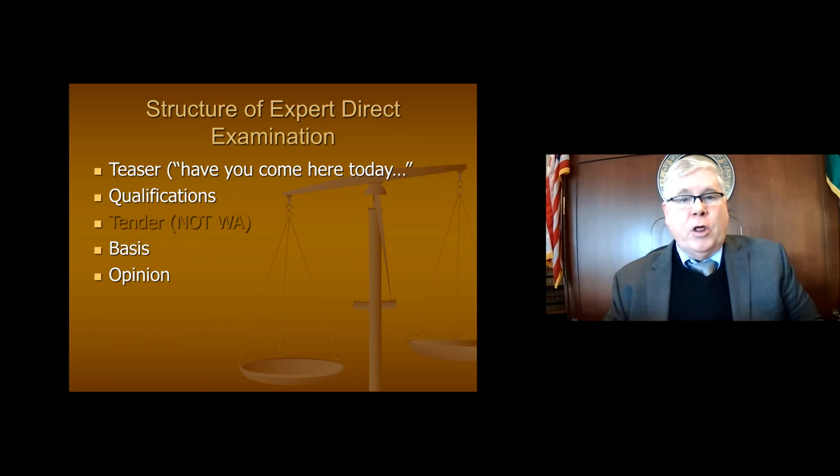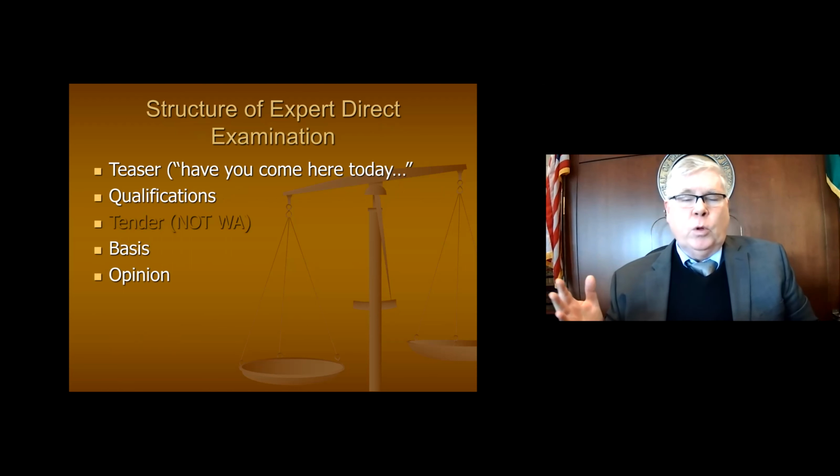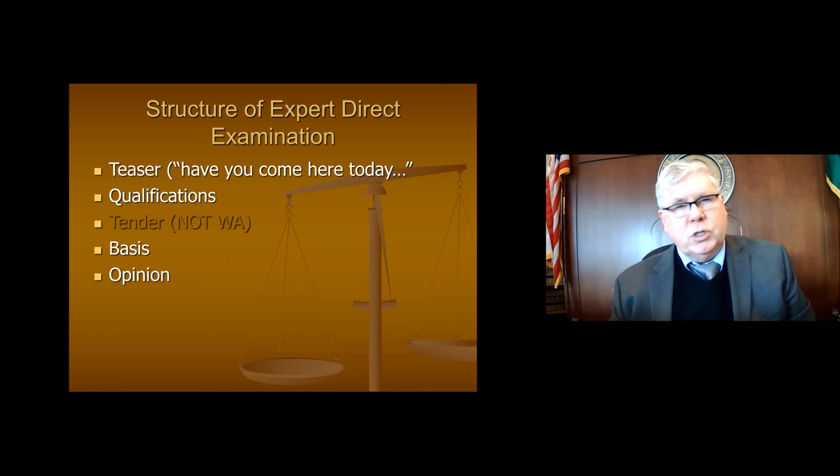Now let's talk a little bit about the structure of an expert witness's testimony. A best practice is to begin with what we call the teaser. Under the old traditional method, you would begin with a long litany of the expert's qualifications, putting in everything about them that made them expert. And the reality is that your jury or your finder of fact would be sitting there listening going, I don't understand why I need to know all this. A better practice is to begin with what's called the teaser.